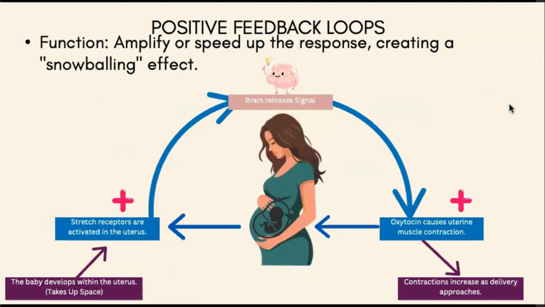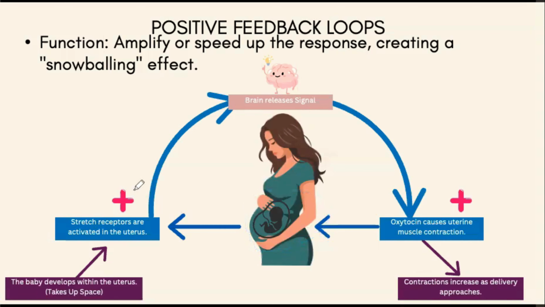In contrast, you can have a positive feedback loop. The goal is to amplify or speed up a response, and it's sort of a snowball effect. An example of this is during pregnancy. A baby will take up space in the mother, and during that time, there are stretch receptors that activate the uterus to allow the baby to grow. Eventually, over time, the brain will release a signal from the mother telling that oxytocin needs to be released. And what this does is allow the uterus, or the stomach part, to contract.